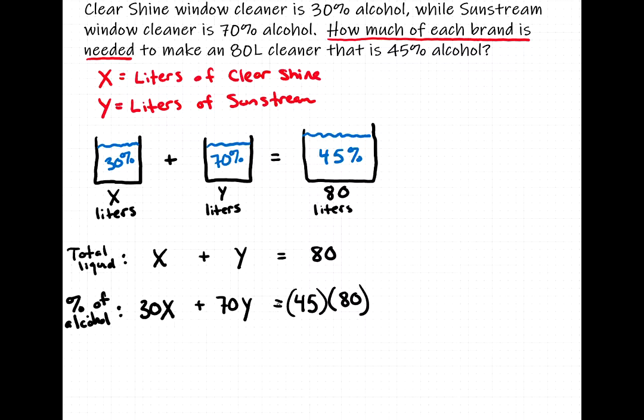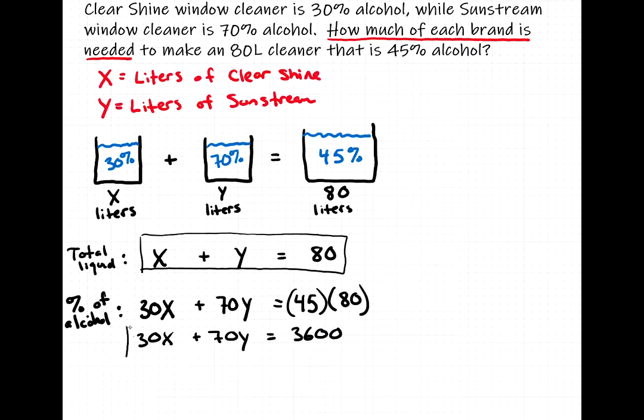So we're consistent in each of these three terms. It's percent times amount plus percent times amount equals percent times amount. One common mistake that I've seen over the years with my students is to forget the 45 here or to forget the 80. So make sure each term is consistent: percent times amount, percent times amount, percent times amount. And 45 times 80, so we could say 30x plus 70y is equal to, well, 45 times 80 should be 3,600. So here is our first equation in our system. Here is our second equation in our system.